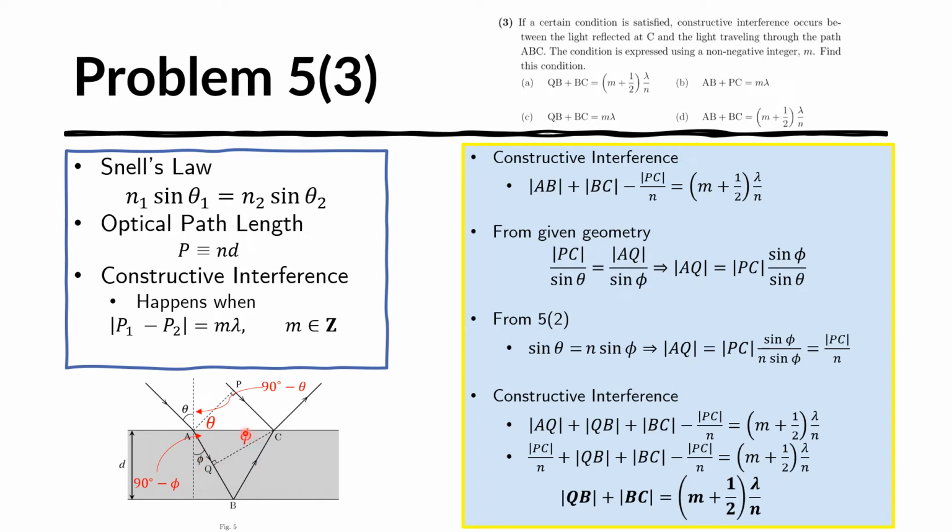Furthermore, the angle here must be phi, because the angle here is phi. And again, because this is the normal, the angle here is 90 minus phi. This is a right triangle, and therefore the remaining angle here must be 90 minus the angle here, and that gives us phi. And now from these two right triangles, we can see this relationship. This is from trigonometry.